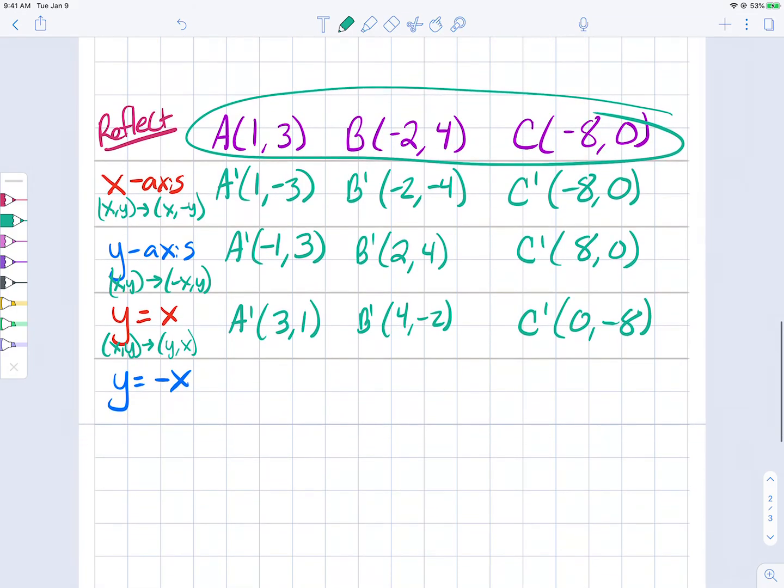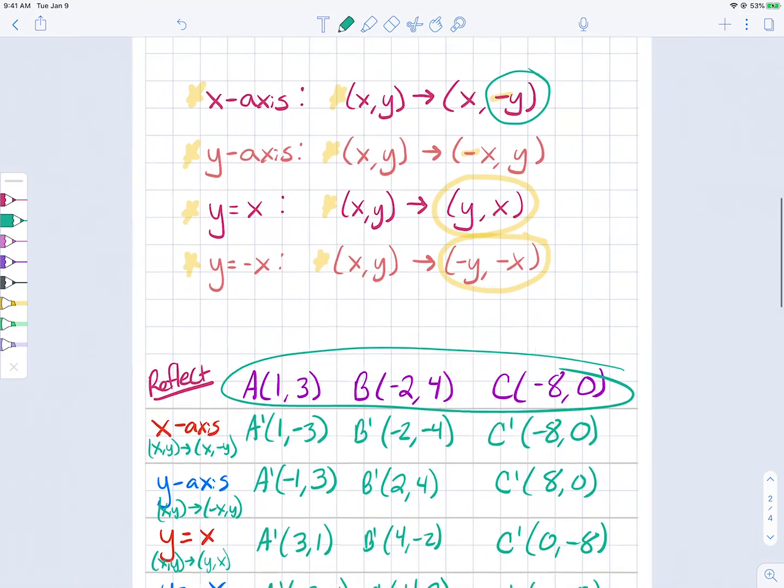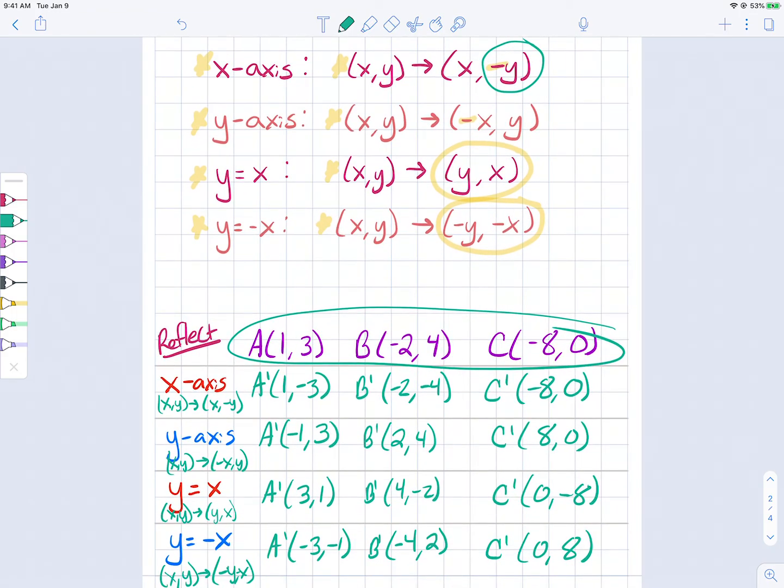Now for the last one, y equals -x, not only am I going to flip everything around, but I'm also going to change all of the signs. So A prime becomes -3, -1. So I flip the 1, 3 and change both of their signs. B prime is going to become -4, +2. So I flipped it and then changed the signs. And C prime is going to become 0, +8. So you can use these rules instead of having to decide how far apart something is on a graph.